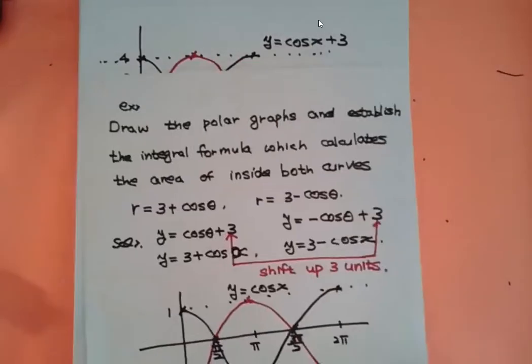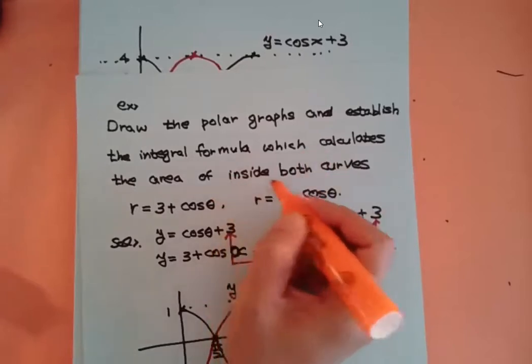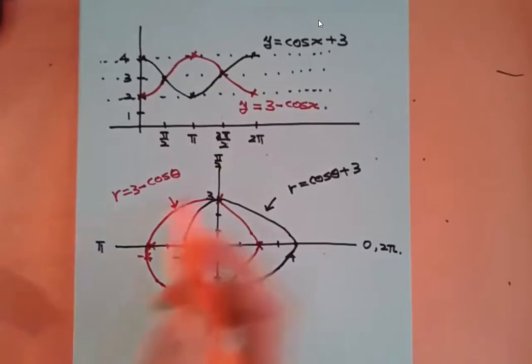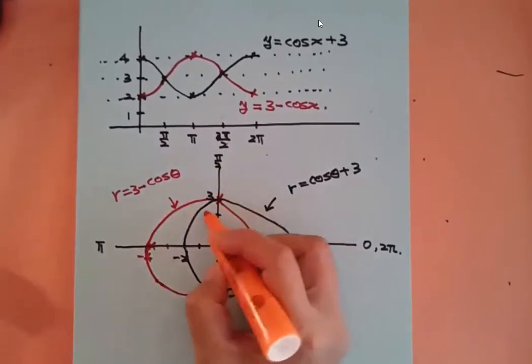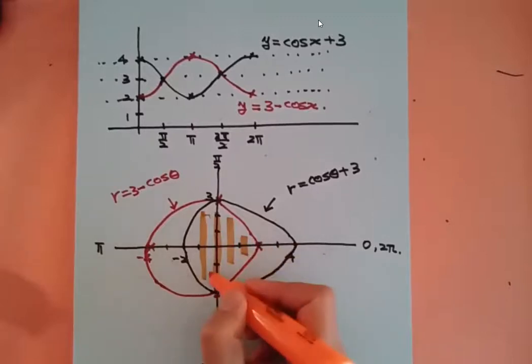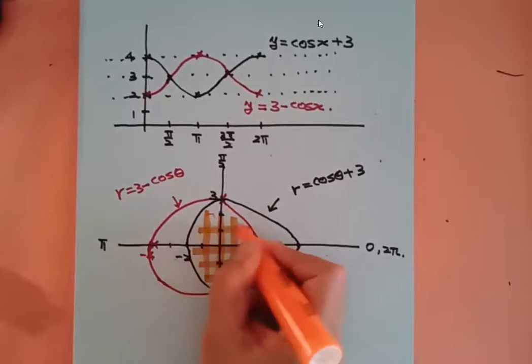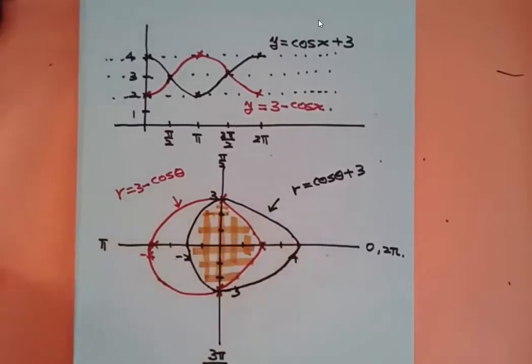So what is asked is to calculate the area inside of both curves. So inside of both curves, the overlapping area is right here. So this is the part you have to calculate.